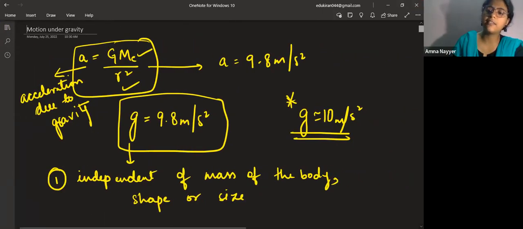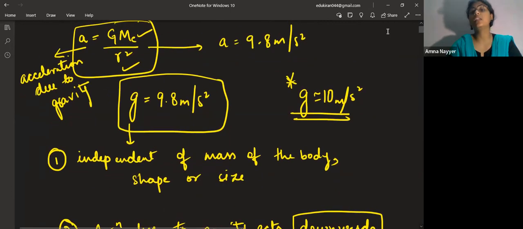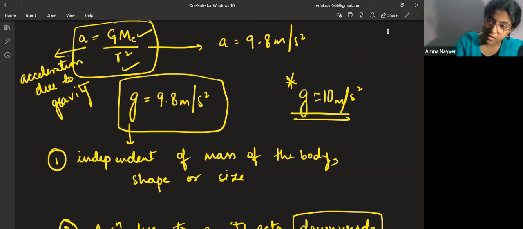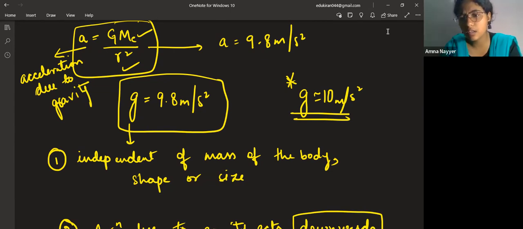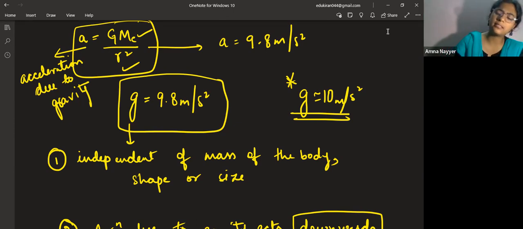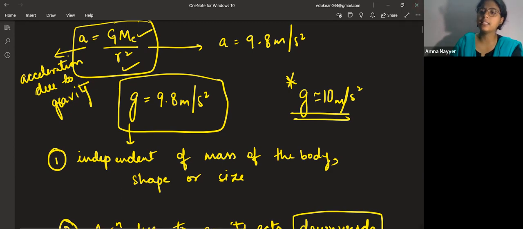Yes, motion under gravity: take the value of acceleration due to gravity as 9.8 unless specified. Otherwise, it will specify to you to use 10. All right. And the rest of the questions that will come from this portion as theory part will be related to your gravitation lesson. So gravitation also you will do. Under gravitation, study these lessons: what about the acceleration due to gravity, its dependency on other quantities, like this.